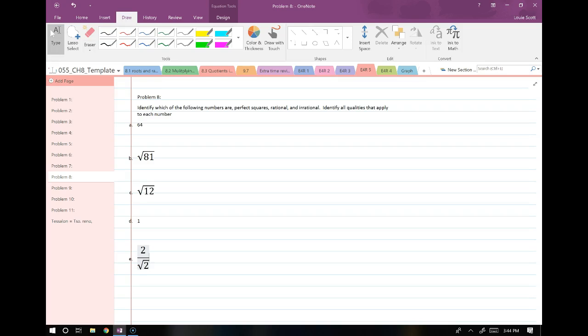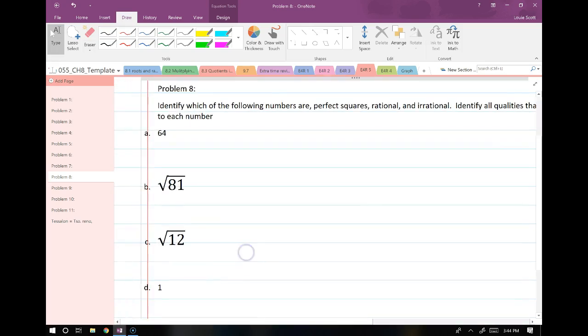Okay, so you might have taken a look at these and noticed that I don't know why the font changes when I do this, it just does. I don't do that on purpose.